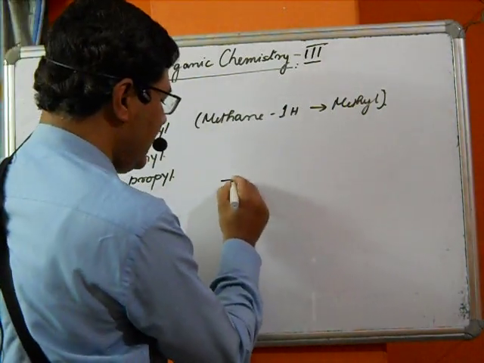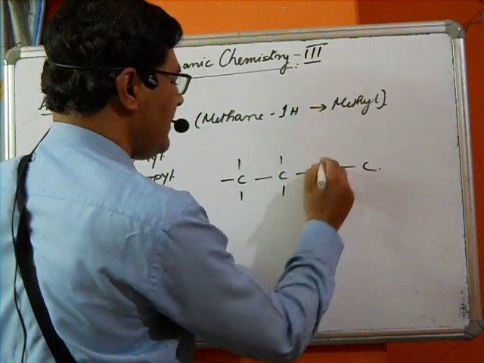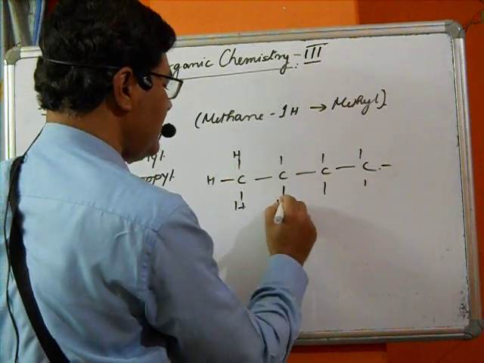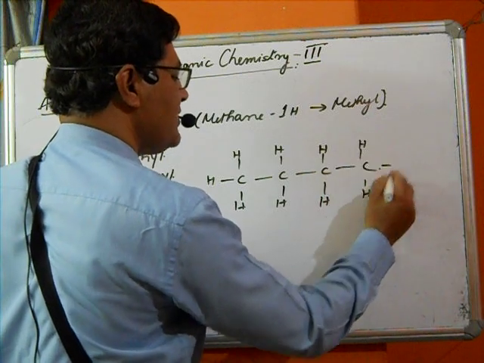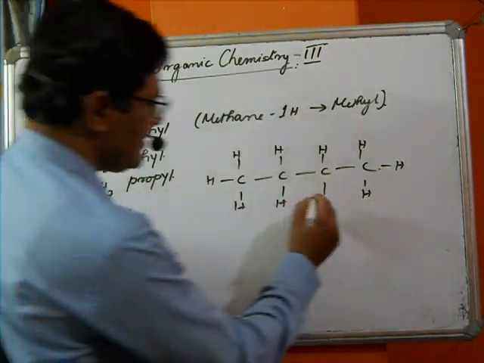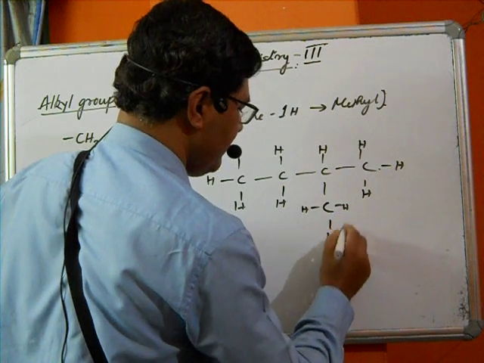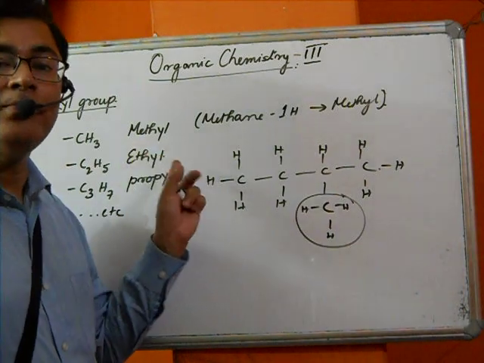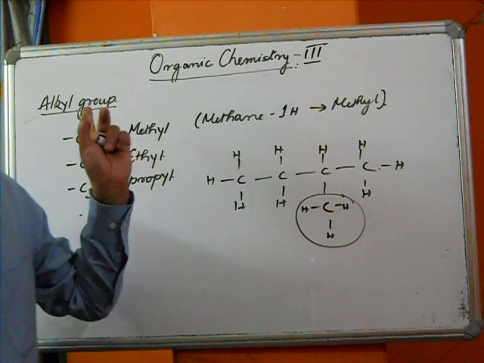Now suppose this is a hydrocarbon. These are all the carbon atoms, filled up with hydrogens, right? In place of hydrogen, suppose this hydrogen is not there. In place of hydrogen, if this one comes, see, a CH3 comes over here. This is known as a substituent group. It is taking the place of hydrogen. These are known as substituent groups.